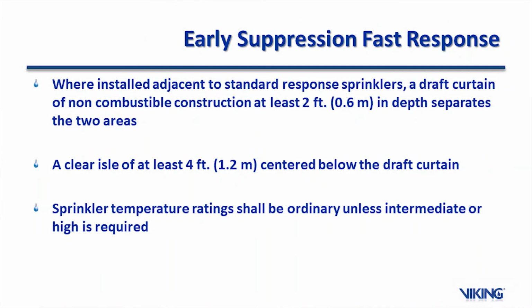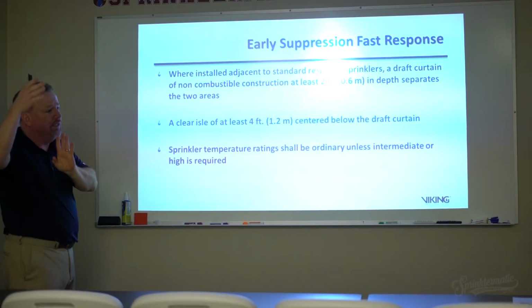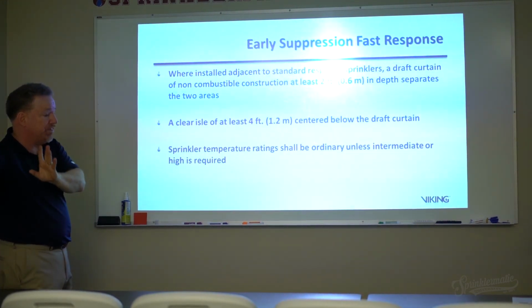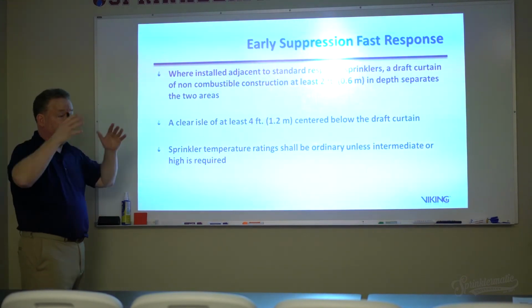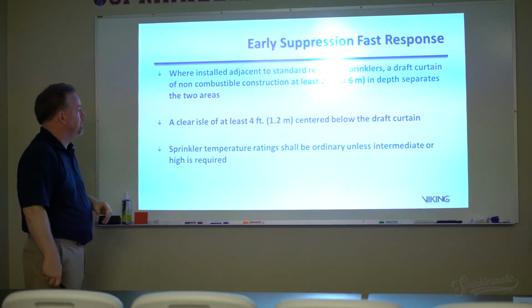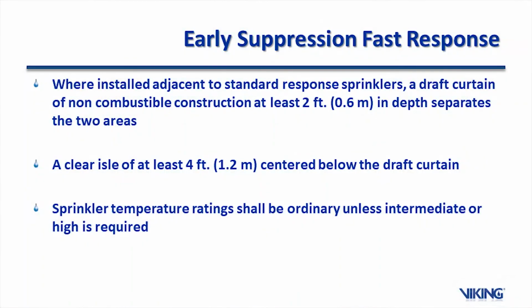Sometimes we use baffles and things like that to protect sprinklers. They are highly sensitive. You can't have them in the design area of an ESFR sprinkler. You can't have them at all. But you can have them separating design areas where I've got an ESFR sprinkler over here. I can put a draft curtain and then use standard occupancy hazard classification protection over here, or non-ESFR protection in a different area of the building, as long as I'm separating the ESFR design area from the other design area. A clear aisle of at least 4 feet centered below the draft curtain.